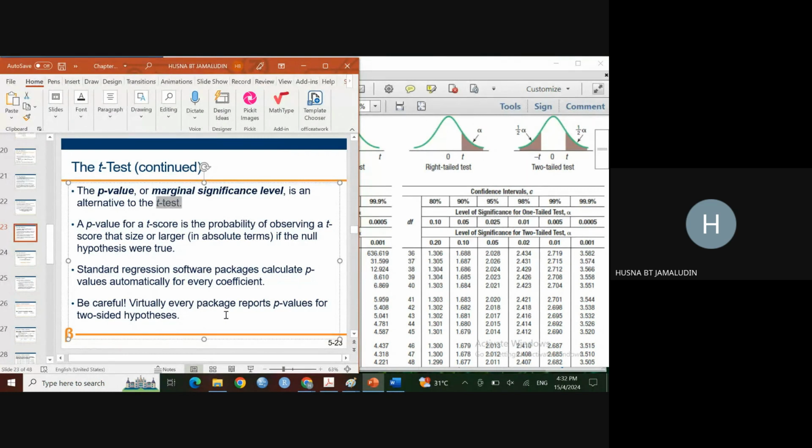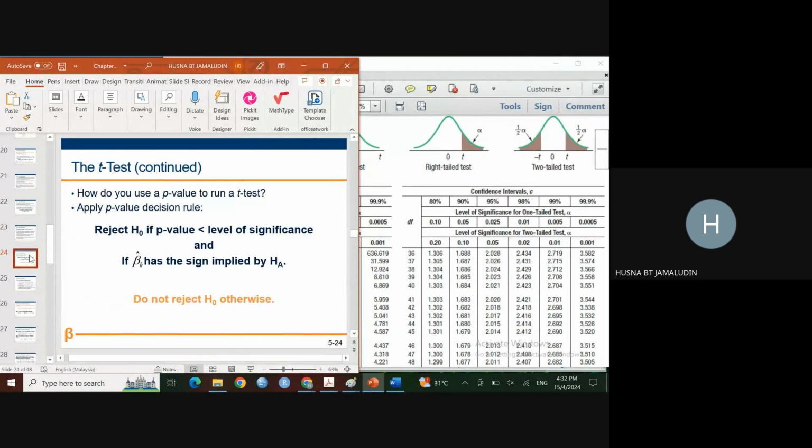Virtually every package reports the PV for a two-sided hypothesis, so you have to check. If you are talking about a one-tail test, you have to adjust your PV, because normally the software will give you the value for the two-sided test. Okay. Next, how do you use a PV to run a t-test?